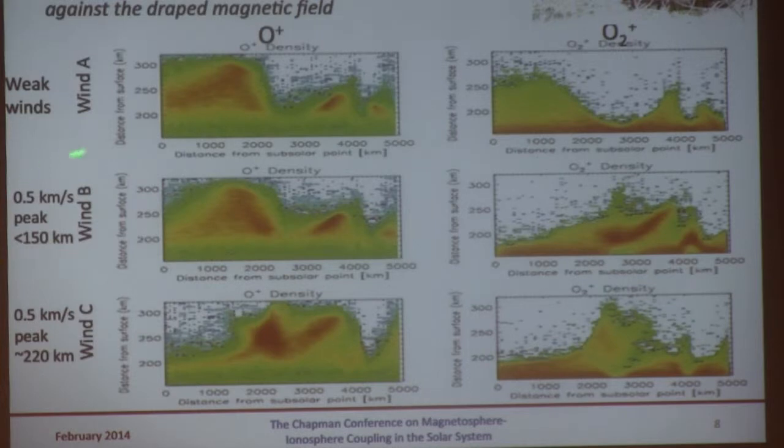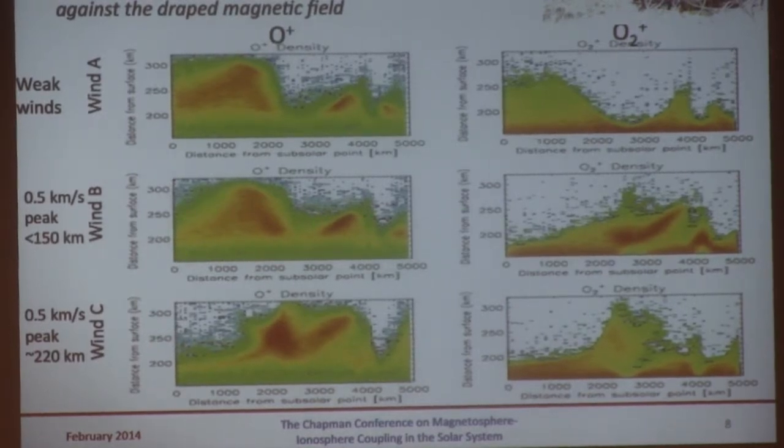So I played around with putting in horizontal neutral winds in two different profiles. And you can see the neutral winds can drive, for the same setup where everything else is the same, density profiles that look completely different. So we have a very dynamic and most likely complicated system to understand in the ionosphere.